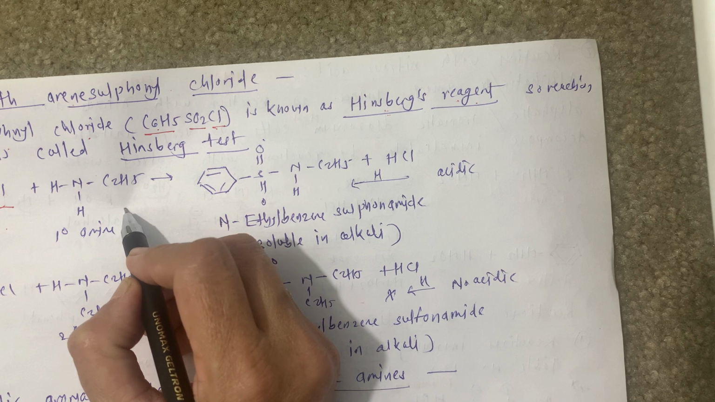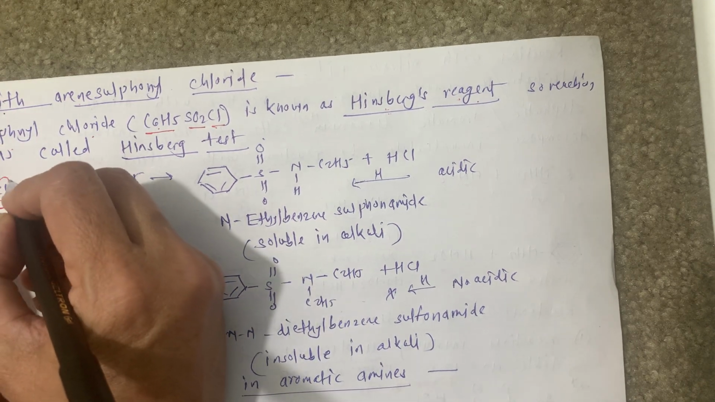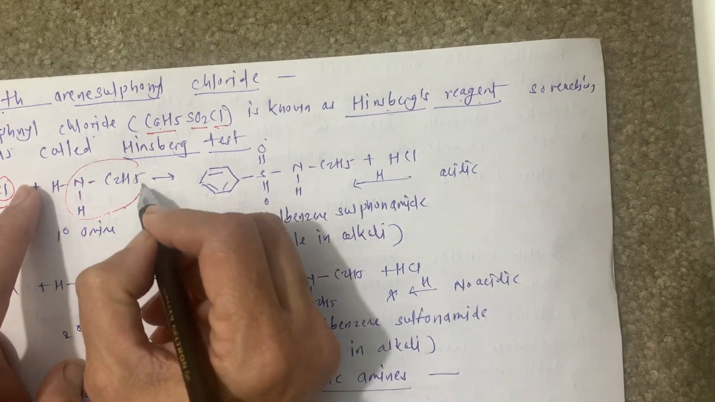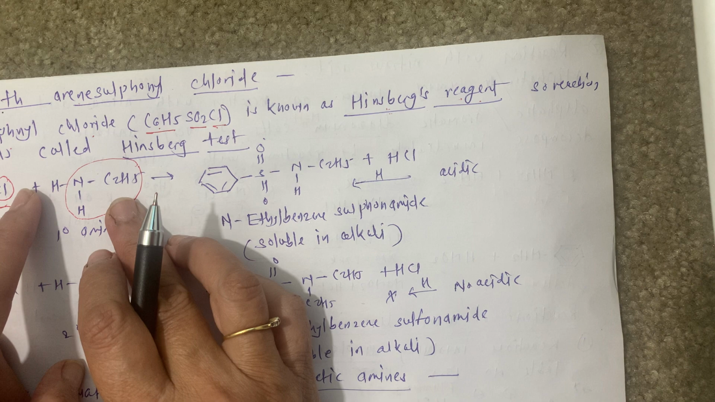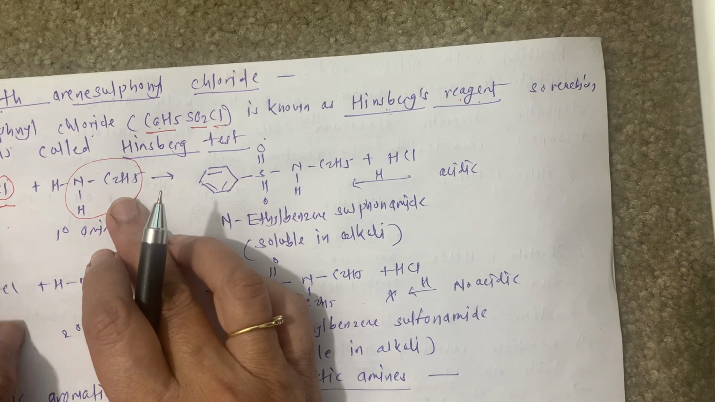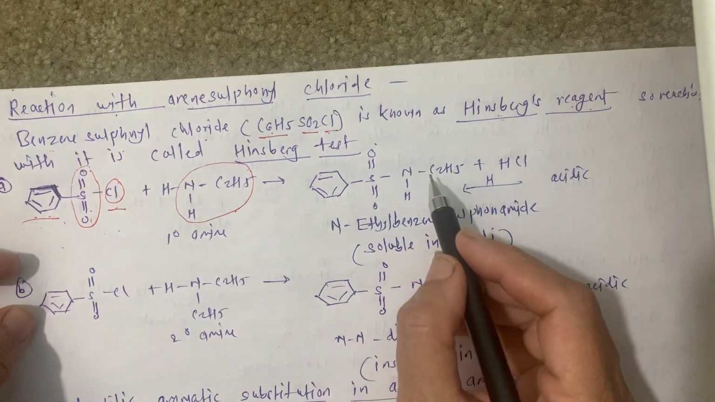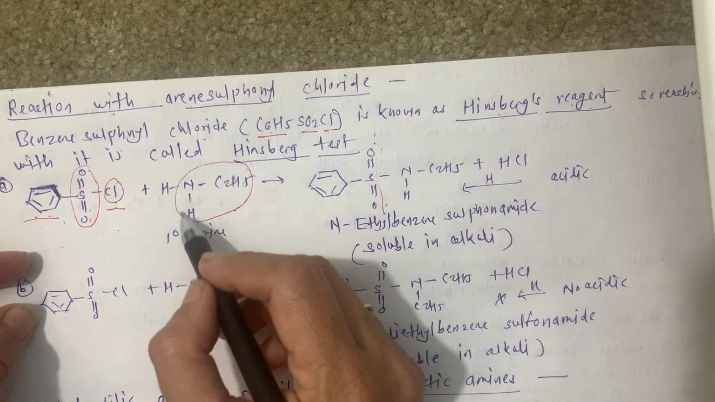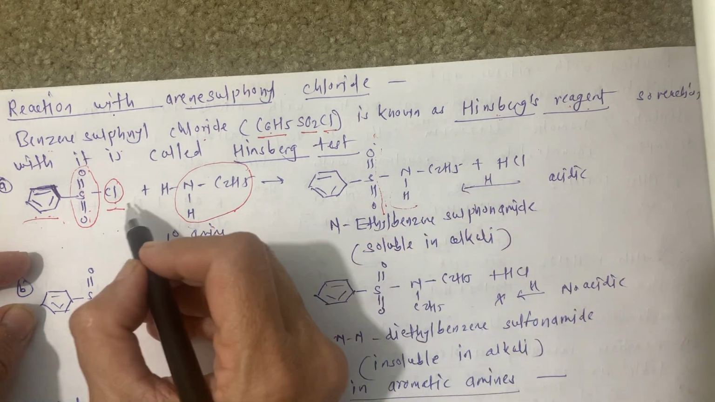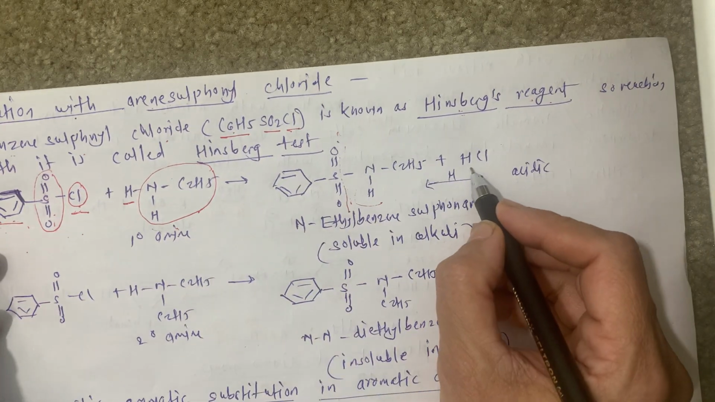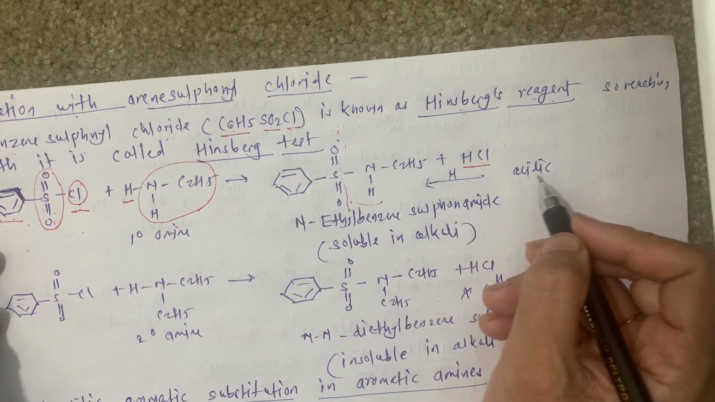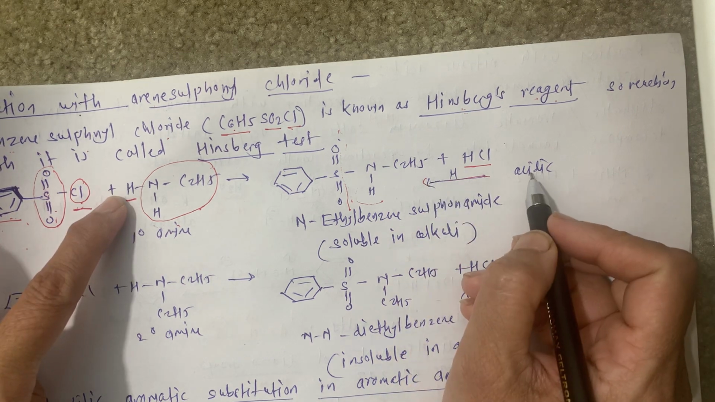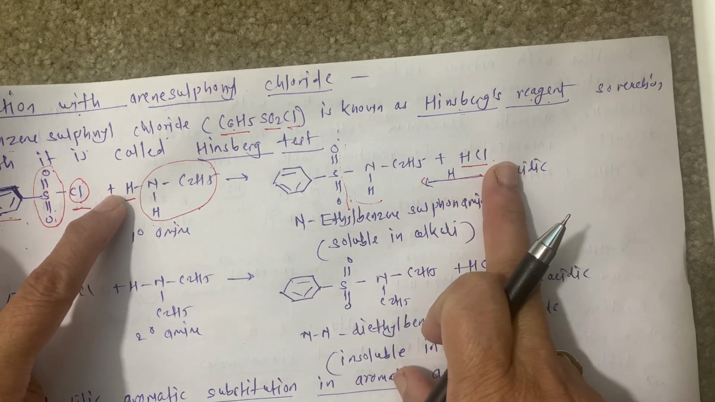So what is going to happen? The chlorine is substituted by the NH alkyl group, and SO2 remains as it is. Only chlorine is replaced by NHC2H5, and this chlorine and this hydrogen form HCl, which leaves an acidic H over here. So there it is, the acidic H.